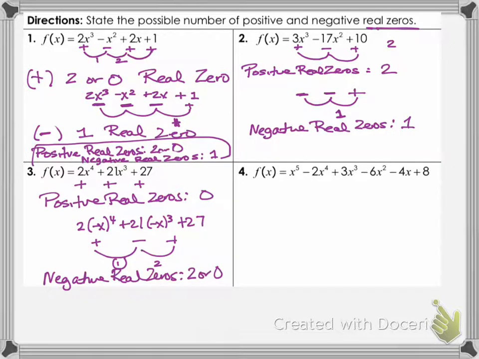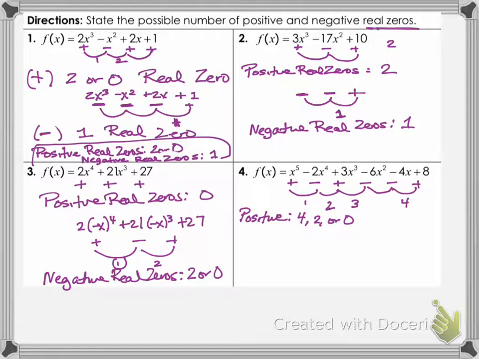Last one. Okay, positive. I'm looking just at what I have. I have a plus, a minus, a plus, a minus, a minus, a plus. So from here to here I have 1. From here to here I have 1. So that's 2. From here to here I have 1. That's 3. Not 1 there, but 1 here. So I have 4. So for positive, I have 4, 2, or 0. Remember, you go all the way down by 2's.